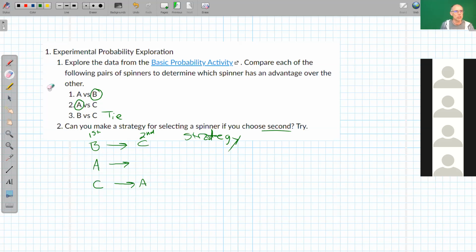So first person chooses A. We have a choice. B beats A, so we would pick B so that we could win. Yeah, so we want to win. A wins here. And B versus C, so far our data shows a tie. We need more information. More trials probably, or maybe it is a tie. So the second idea was to look at it theoretically. So let's pick B versus C since that one ended up in a tie.